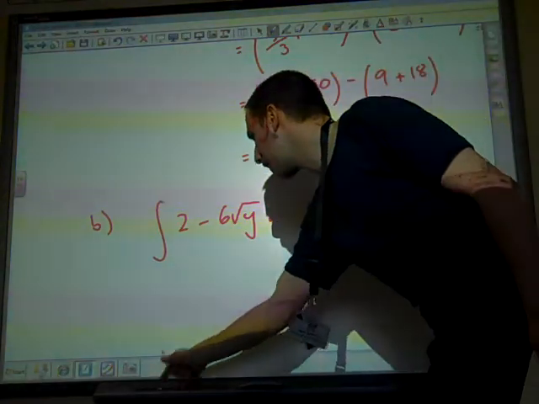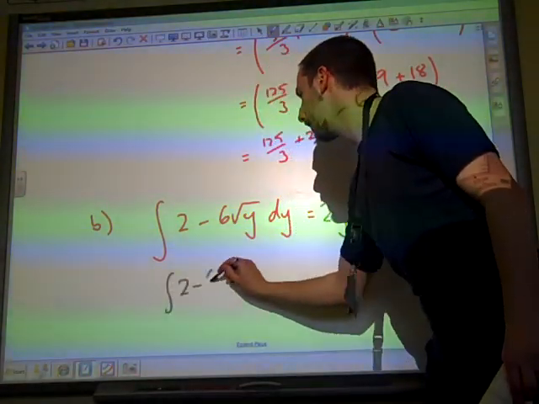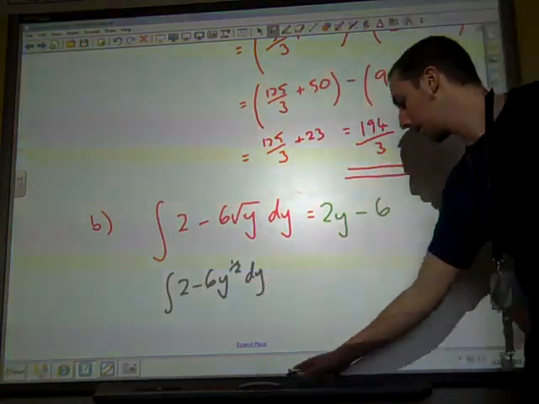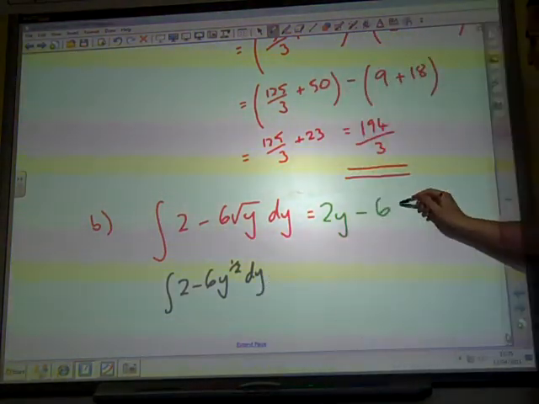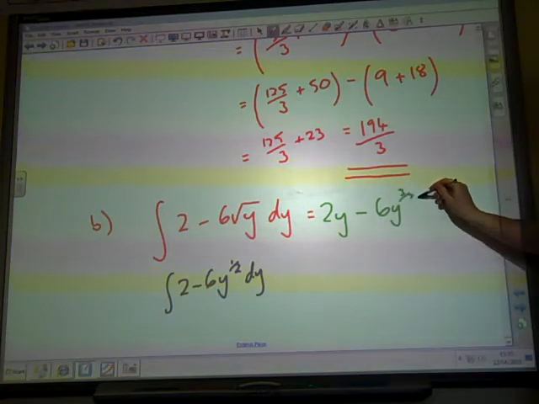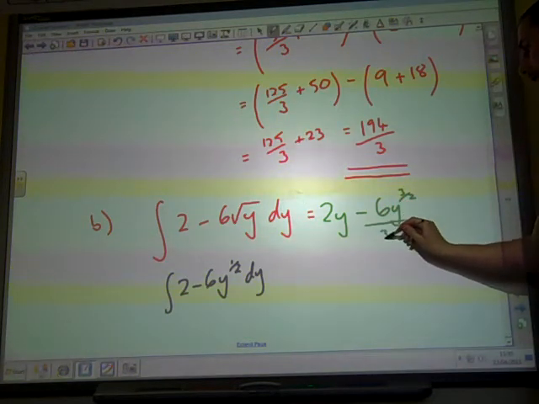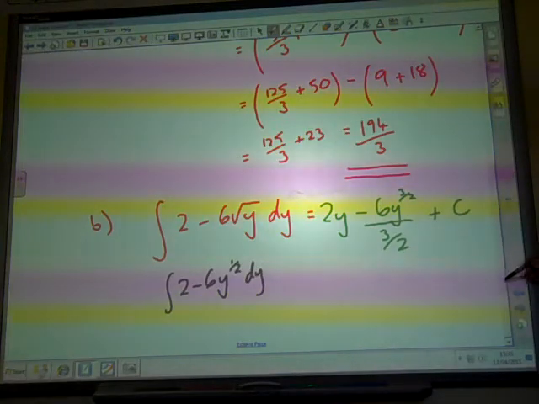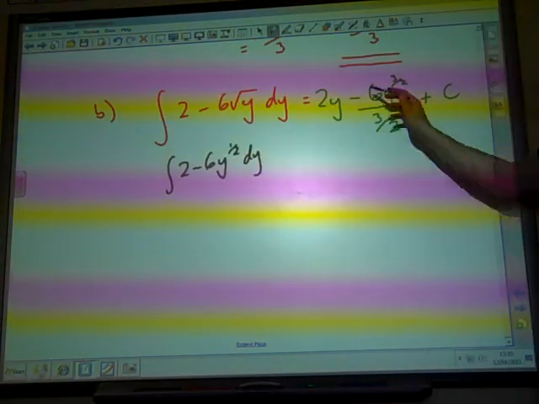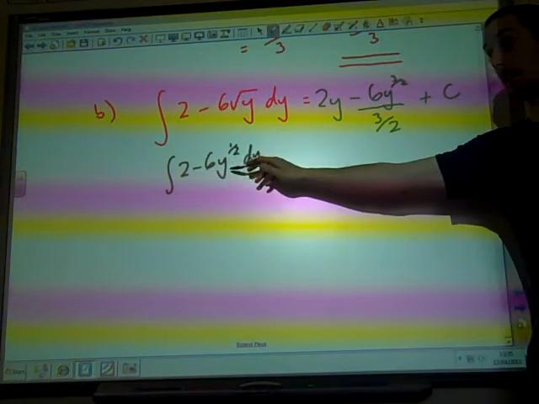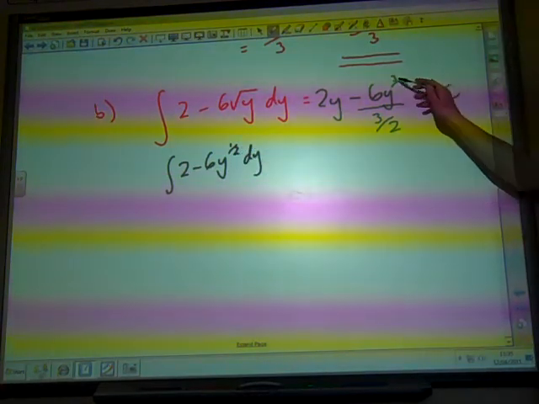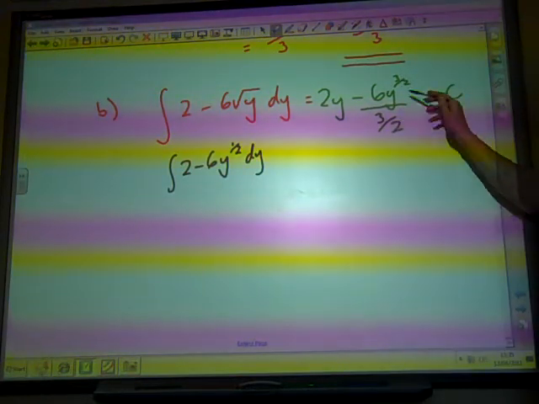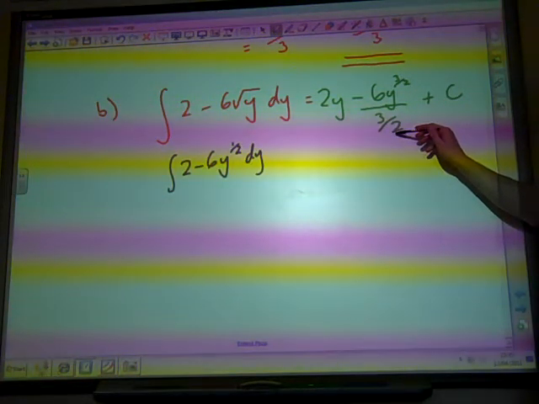We should have thought about this as being the integral of 2 minus 6y to the half. That's right. So it's minus 6y to the power 3 over 2, over 3 over 2, very good. Because we're adding 1 to the power, it's 6y to the half. So we add 1 to the half to get 3 over 2, and divide by the new power, so divided by 3 over 2.